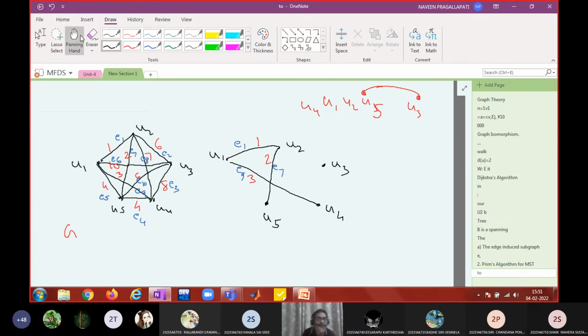E10, sir. E10 has weight 6, and it is incident with U3. You can take E10, or you can take E2 also, no? You see here. Yes, sir, I can select E10 or E2. Alright. If I select E10, E10 is connecting U5 and U3.